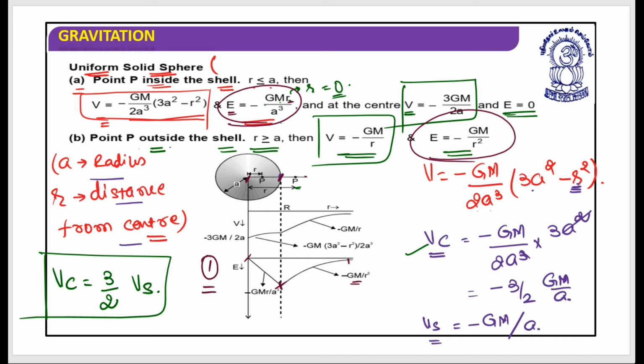Great. Now let's talk about the potential graph. At the center, the potential would be minus 3 by 2 GM by a, and the potential on the surface is minus GM by a. So it would be something like this. Once you are traveling outside the sphere, it is something like this: minus GM by r. I hope you are clear with this.